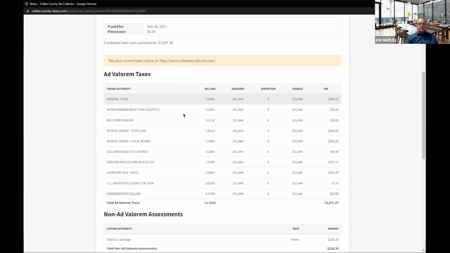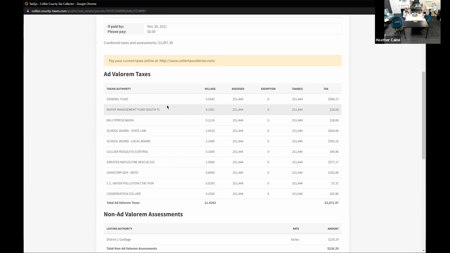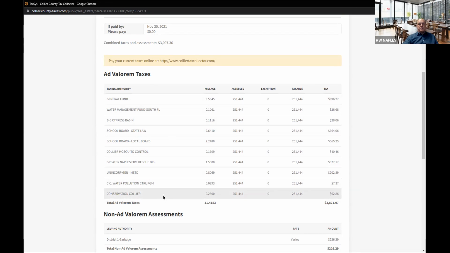All right, so let's take a look then. This is the itemized school bill. You can see the non-ad valorem was garbage. And you see the collected and administered by the county.